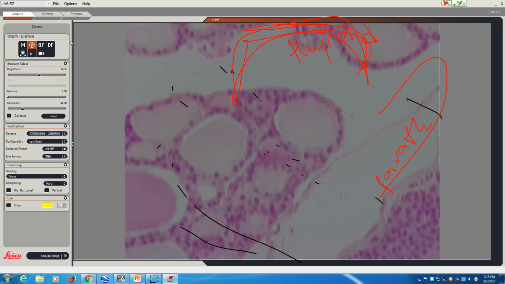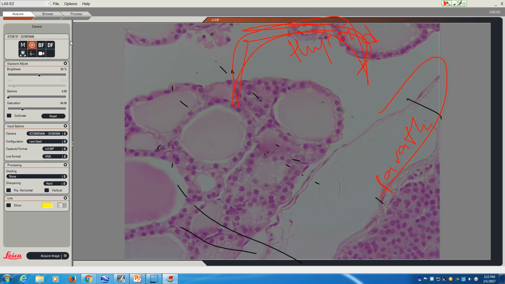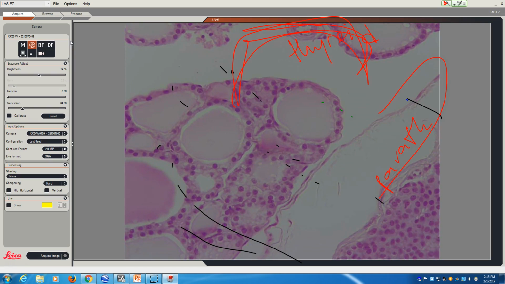Okay, you can see that? So cells that surround the follicle will be follicular. I will not ask you to pick between follicular and parafollicular, because we won't be able to tell them apart, okay? As long as you have the right answer, follicular cells, you're good.